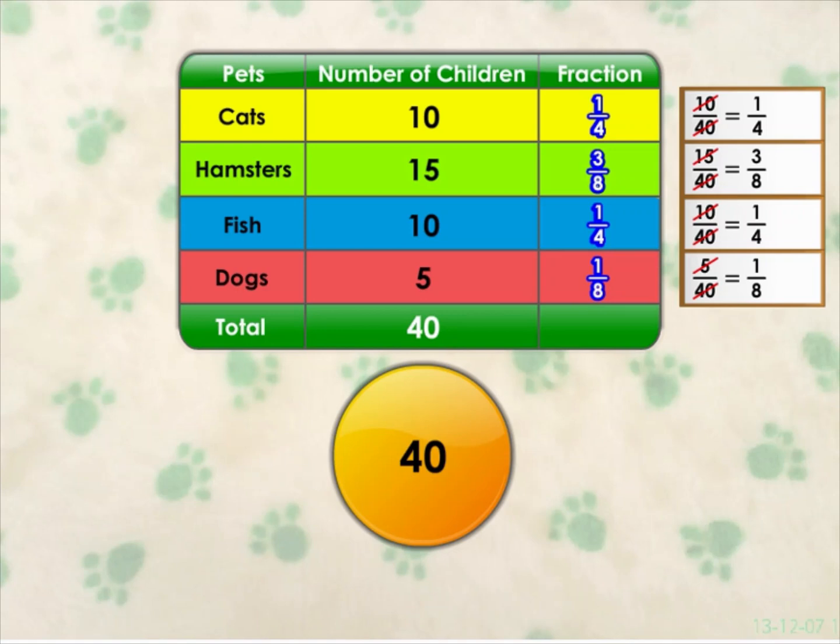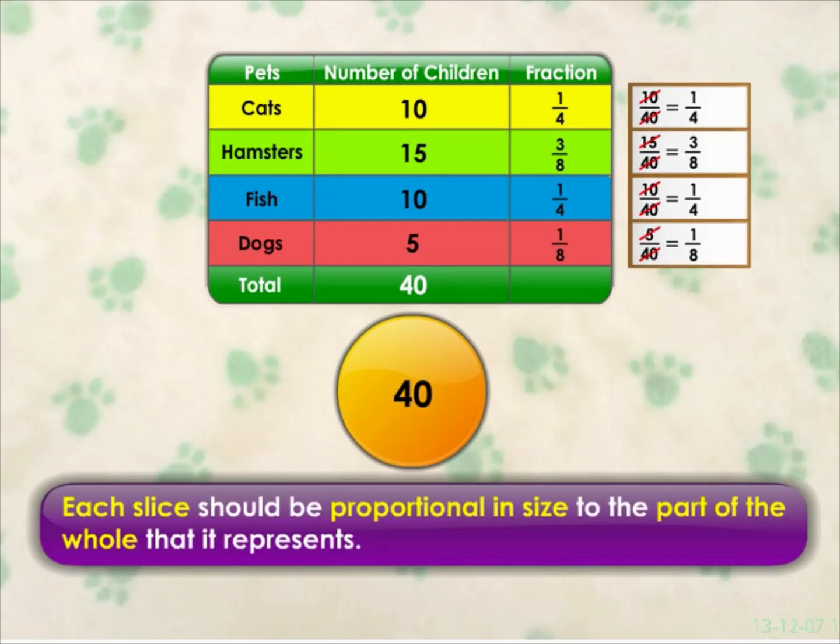What do you notice about the fractions? The denominators are not the same. Each slice should be proportional in size to the part of the whole. So we need to change 1/4 to eighths. 1/4 equals 2/8.